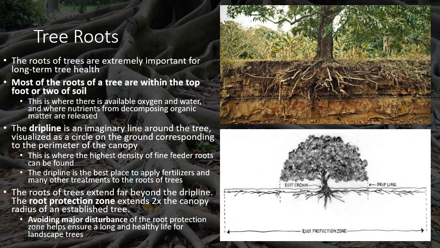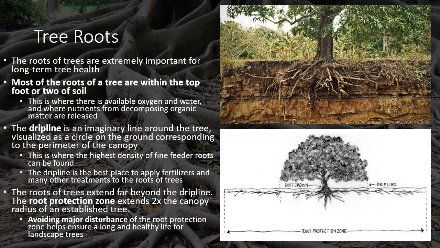If we imagine around the perimeter of the canopy of the tree a line drawn on the ground, we call that the drip line. This imaginary line around the tree visualizes a circle corresponding to the perimeter of the canopy. The drip line is extremely important in management of landscape trees. This is typically where you find the highest density of these fine feeder roots.